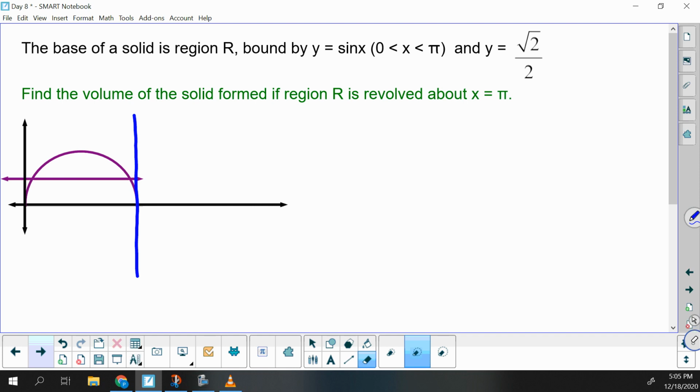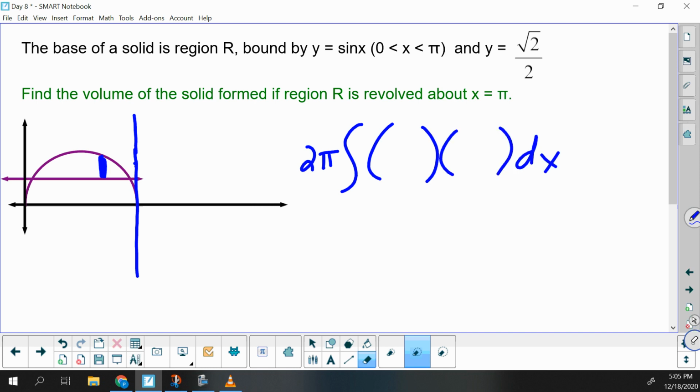So because there's some gap there, we've got to use either washers or shells. But if we tried to use washers, the inner edge and the outer edge are the same function. So if we set that up, it would just end up giving us 0 there, which wouldn't make sense. So this means we have to do shells. So an example of one of our rectangles would look something like that. Because we've got 2 pi integral some radius times some height, and we should mention that we're dx because that rectangle would be slicing vertically.